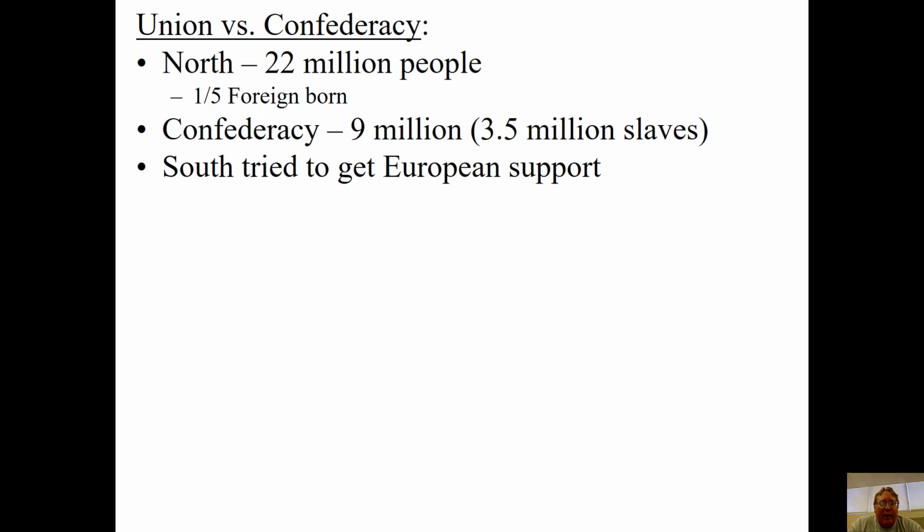But Southerners saw a hope there, right? They got a positive reception from members of the British government and the French government saying, yeah, we wouldn't mind helping you out. You just have to prove you can win here, right? Sort of like in the American Revolution.